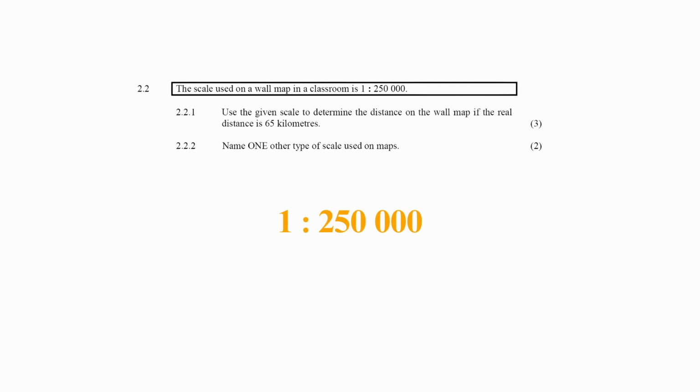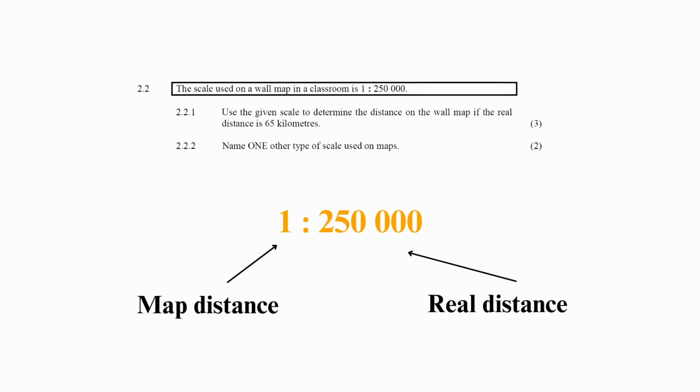We should recall that this type of scale is called a numerical scale. It gives us the ratio of map distance to the corresponding distance in reality. It means that 1 unit on the map equals 250,000 units in reality. Normally, we measure map distance in centimeters or millimeters. And since this question didn't say whether we must give the answer in millimeters or centimeters, it's safe to assume that you can decide whether to write the answer in either one of these units. For this question, we will provide the answer in centimeters.